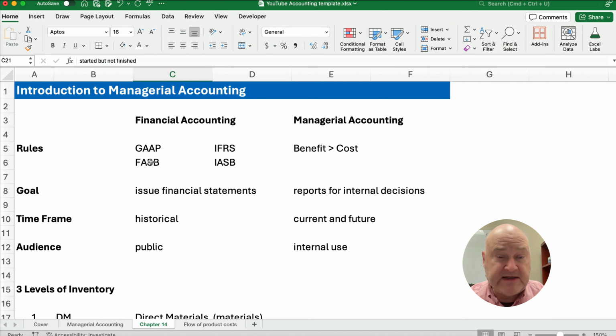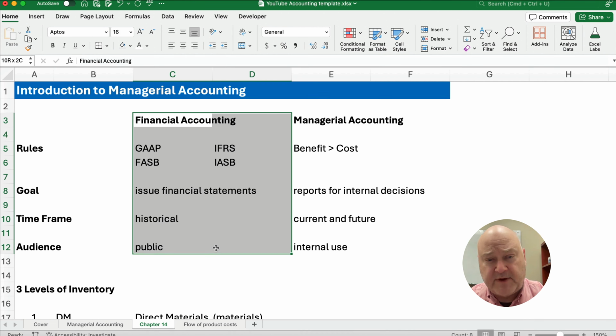Those rules may change. Well, the goal in financial accounting is to issue financial statements. The time frame is historical. We have a report, a financial statement that is from last year, and we report it and issue it, maybe in March of the next year or whatever. And so the audience is designed for public consumption. For the financial and investing public is the goal of financial accounting to issue financial statements to the public.